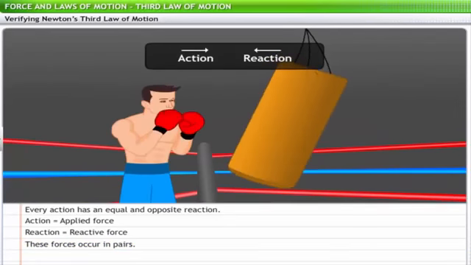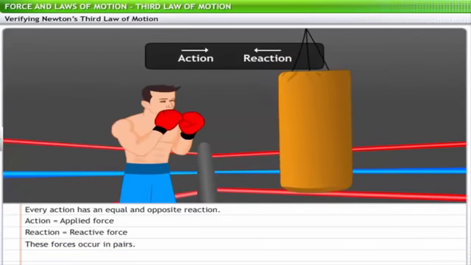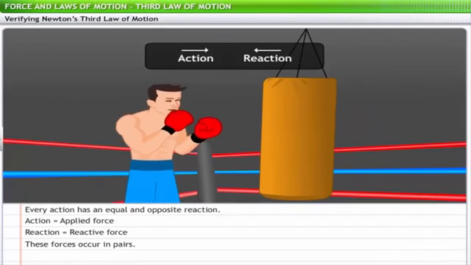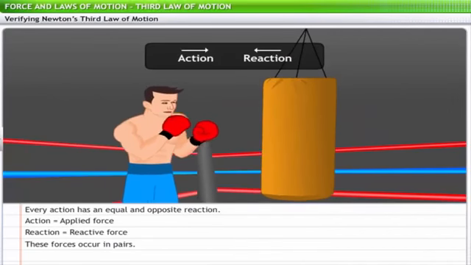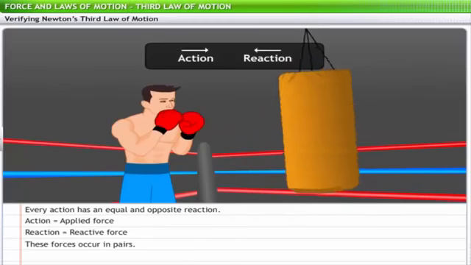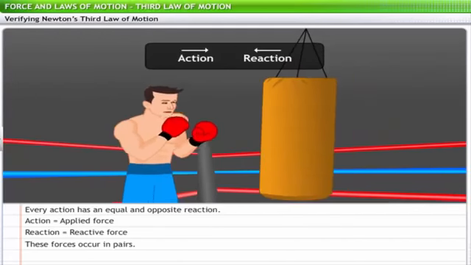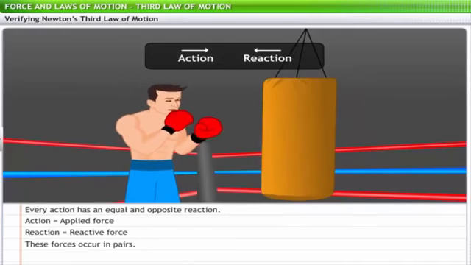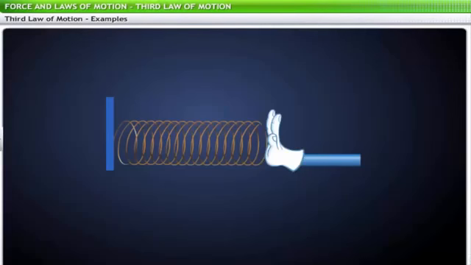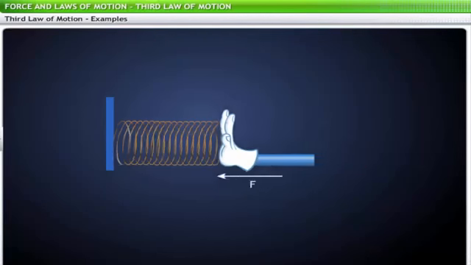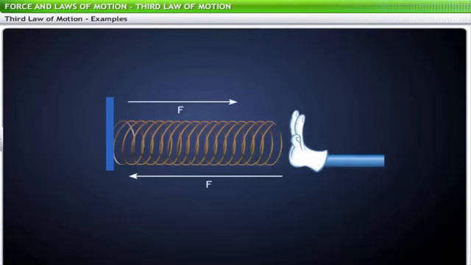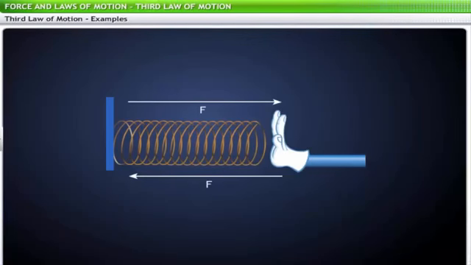For instance, consider a boxer punching the sandbag. The sandbag seems to be punching the boxer back. Thus, the force exerted by the boxer and the force with which the sandbag hits back form a pair. Let's examine some other situations where this law can be observed. If you push a spring fixed to a metal block with a force F, the spring pushes against your hand with the same magnitude of force, that is, F.